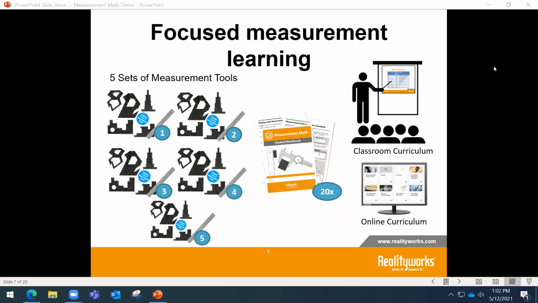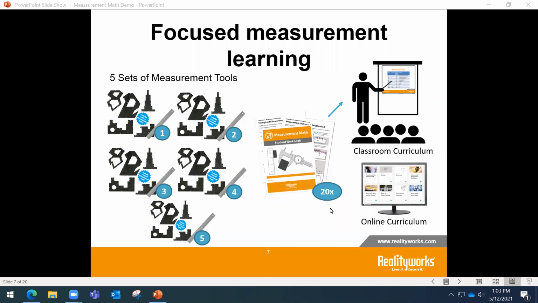All this really is set up in a learning format that we see as best fit for the students. So in this case, when you get this product, you get 5 sets of measurement tools that are all packaged up for your usage and your students' usage. You'd also get 20 measurement math student workbooks for them to interact with the measurement tools and to do measurement activities with. Now, if you need more workbooks, you can also add workbooks to your orders as needed.